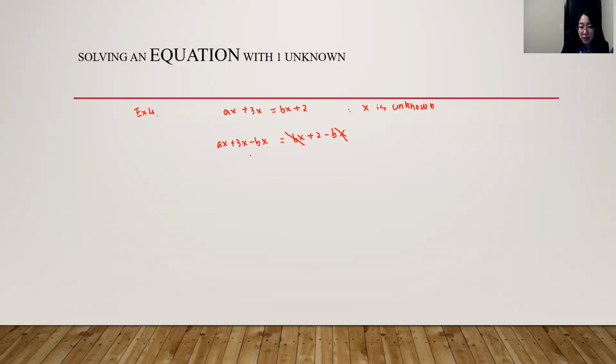On the left-hand side of this equation, we can factor x out. So it's x times a plus 3 minus b equals 2. Now we're going to divide both sides of this equation by a plus 3 minus b. So x times a plus 3 minus b divided by a plus 3 minus b equals 2 divided by a plus 3 minus b. A number divided by itself just equals 1. So the left-hand side of the equation is x, and the right-hand side of this equation is 2 divided by a plus 3 minus b.